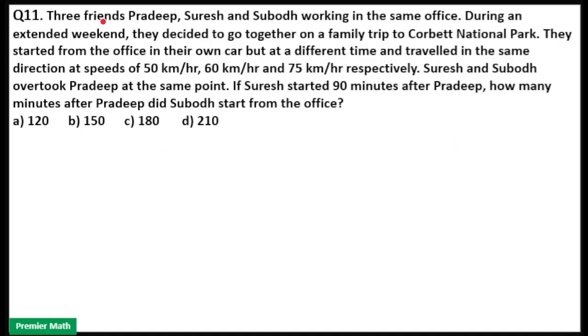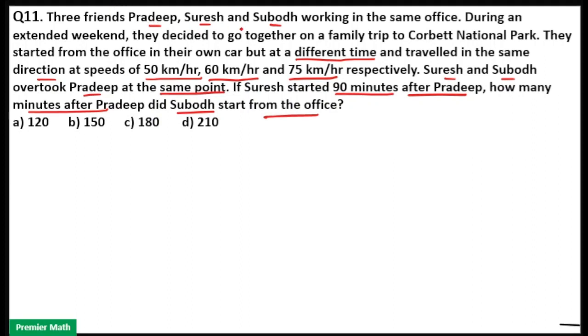This is question number 11. Three friends, Pradeep, Suresh and Subodh, working in the same office. During an extended weekend, they decided to go together on a family trip to Corbett National Park. They started from the office in their own car, but at a different time, and traveled in the same direction at a speed of 50 km per hour, 60 km per hour and 75 km per hour respectively. Suresh and Subodh overtook Pradeep at the same point. If Suresh started 90 minutes after Pradeep, how many minutes after Pradeep did Subodh start from office?